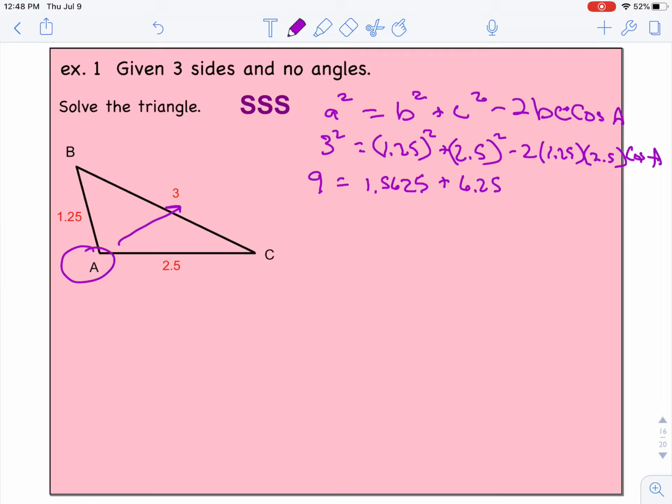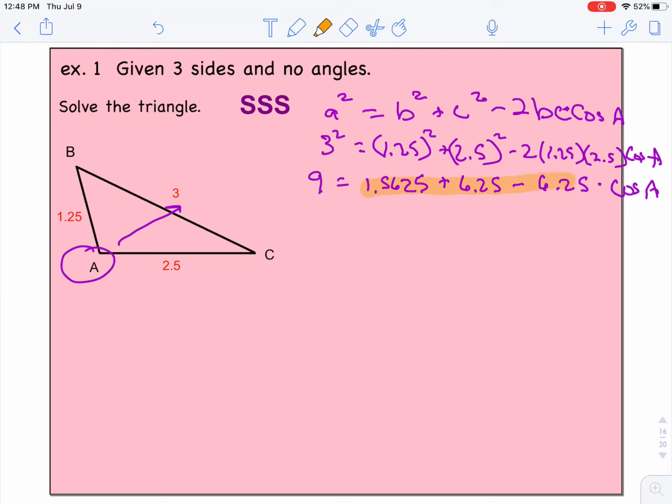And 2.5 squared would give me 6.25. Minus, now I take 2 times 1.25 times 2.5. And that gives me 6.25. Just double checking my work, making sure I entered it correctly because it just seems odd. But okay, 6.25 times the cosine of A.